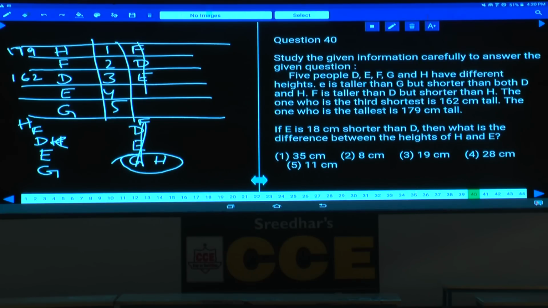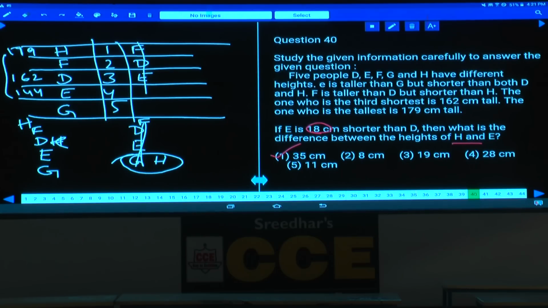Then question number 40, if E is 18 centimeters shorter than D, E is 18 centimeters shorter than D means 162 minus 18 is how much? 144, isn't it? Then what is the difference between the heights of H and E? Tell me what is the difference between H and E? 9 minus 4 is 5, 7 minus 4 is 3, and the difference between these two is 35, choice 1. Done with this?